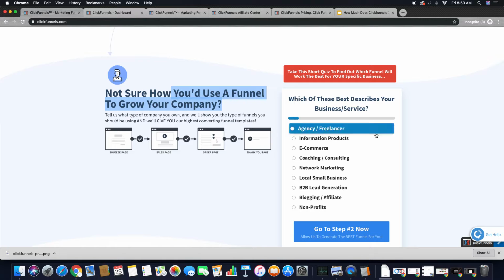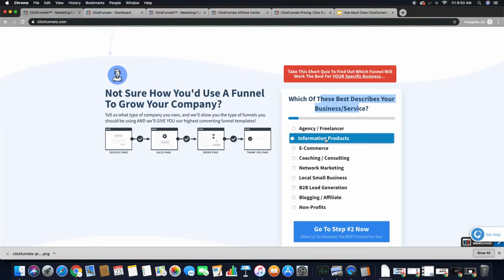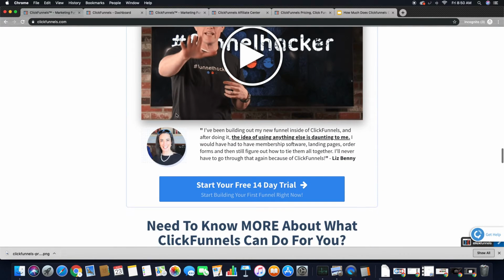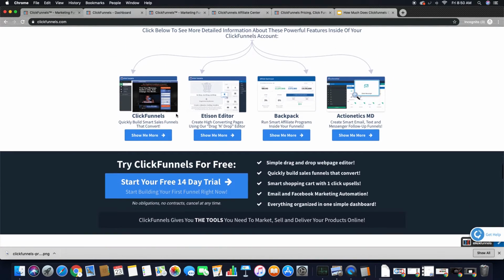When you go to the sign up page, you can also put what kind of business or service you are. Are you an agency? Do you have information products? Are you an e-commerce business? Are you a coach? Do you offer consulting? Are you in network marketing? He specifically does this so they can give you a whole case study of this type of business model and how they implement ClickFunnels and how they benefit from it, because ClickFunnels can be used by anybody to scale.